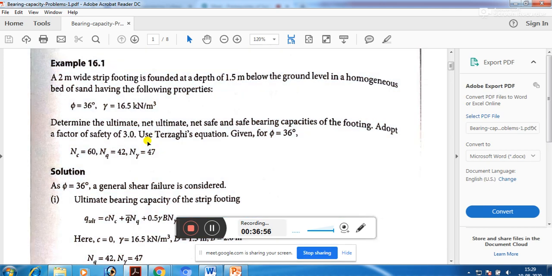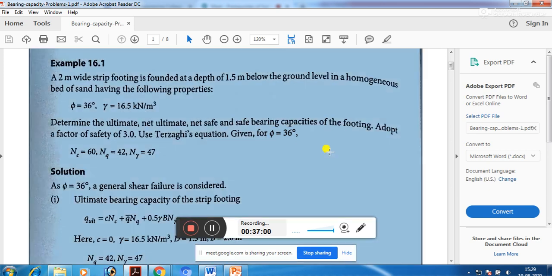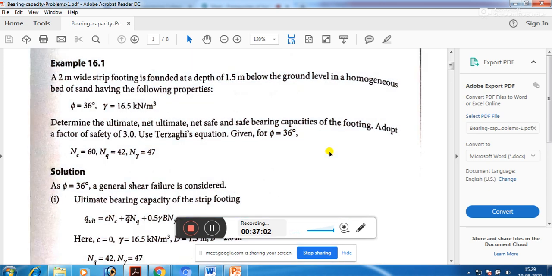If you notice in this problem, phi is given as 36 degree. So necessarily this problem will become a problem of what? Local shear failure or general shear failure?